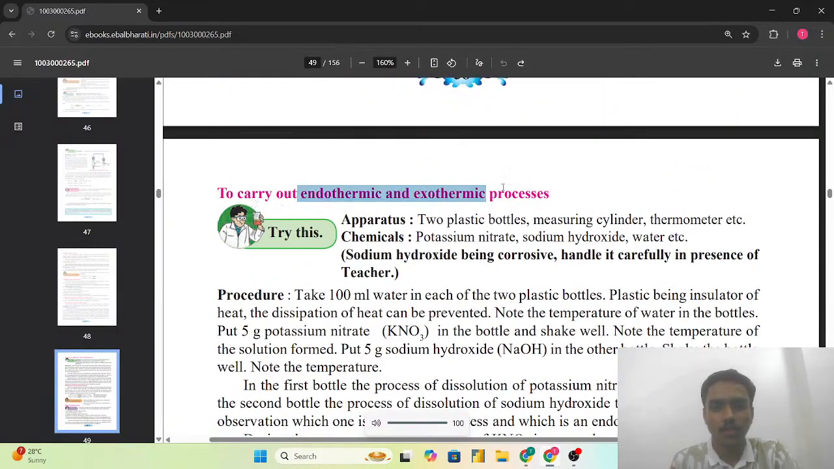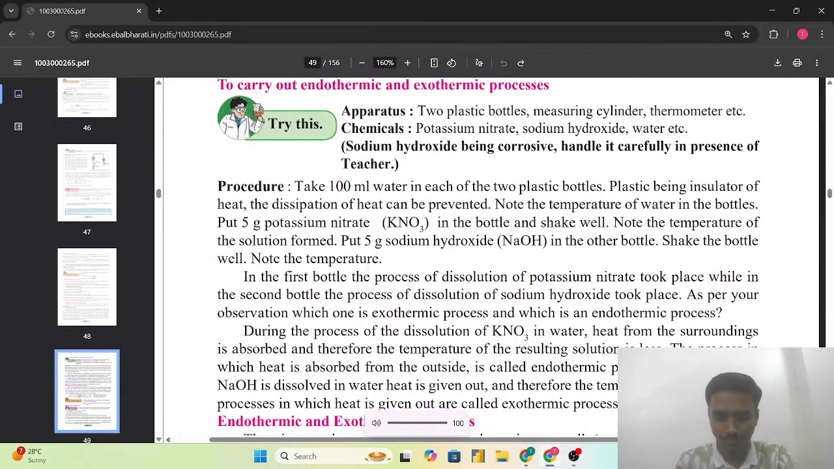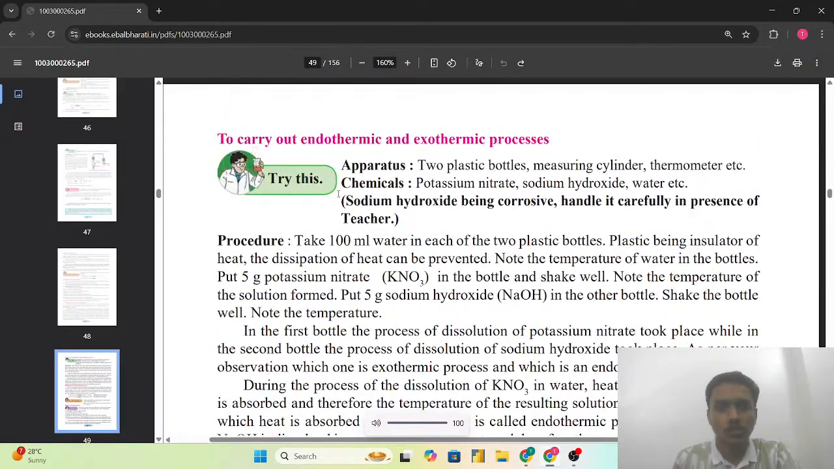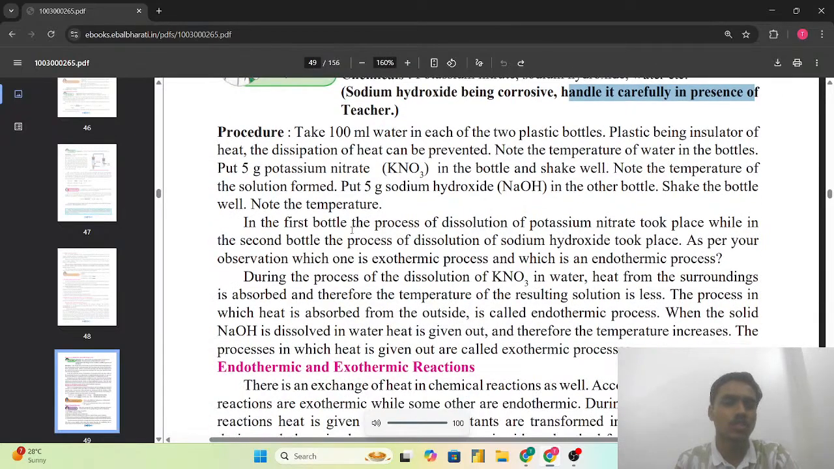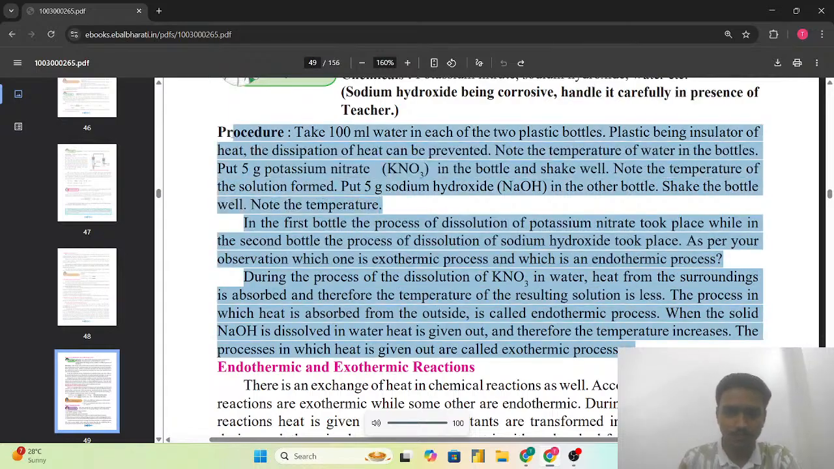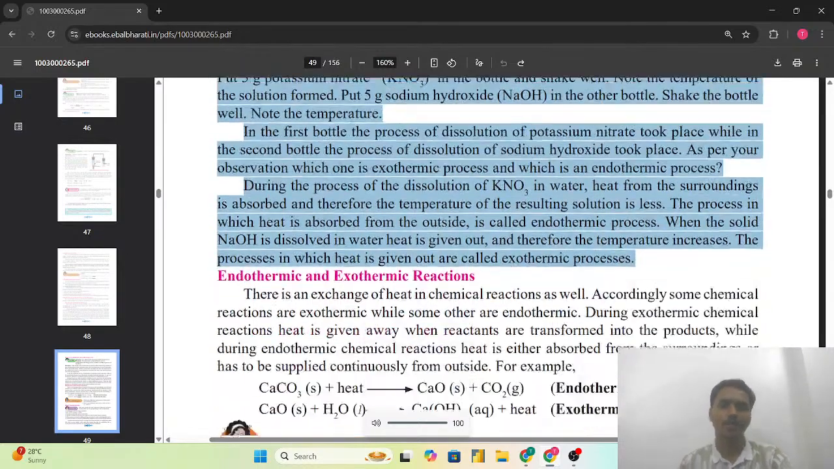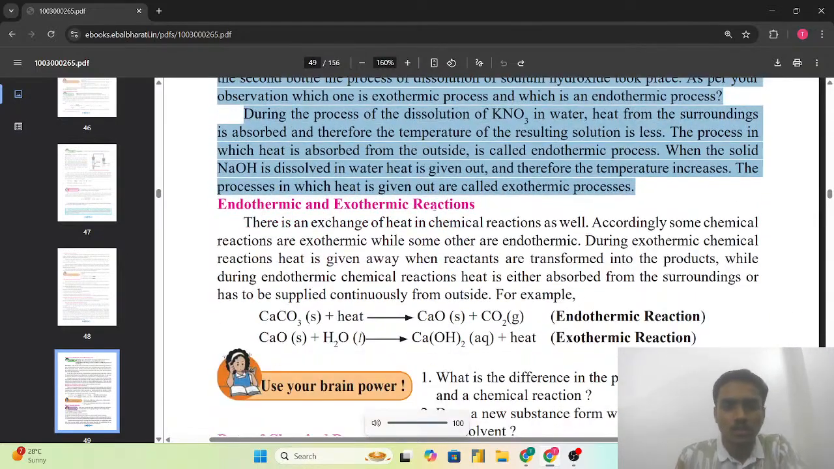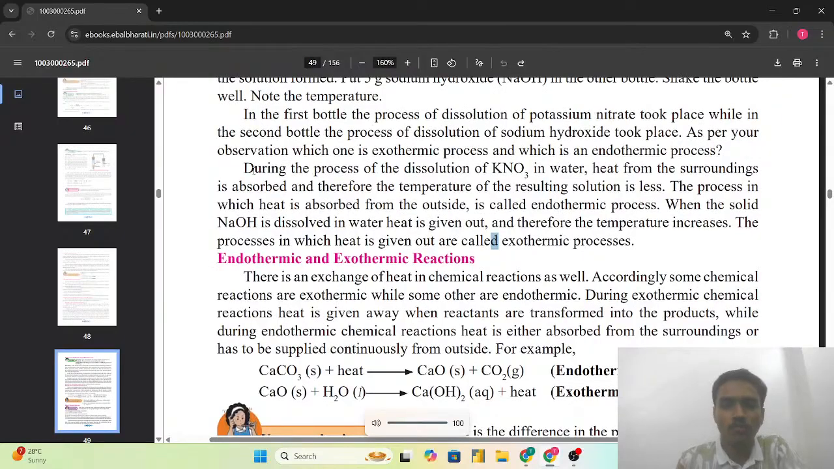To carry out the endothermic and exothermic process, here again we have one experiment. The apparatus: two plastic bottles, measuring cylinder, thermometer, potassium nitrate, sodium hydroxide, and water. Sodium hydroxide being corrosive, handle it carefully in the presence of the teacher. This activity will be performed in the school labs as per your practical. We will see the conclusion of the activity which is performed.